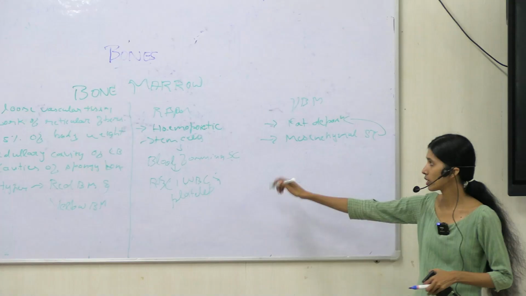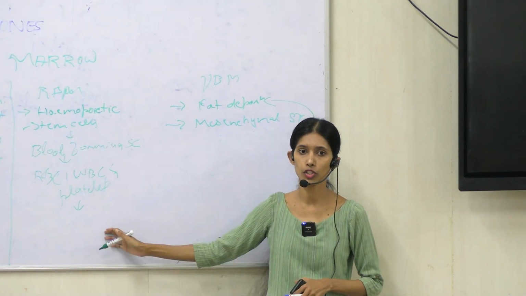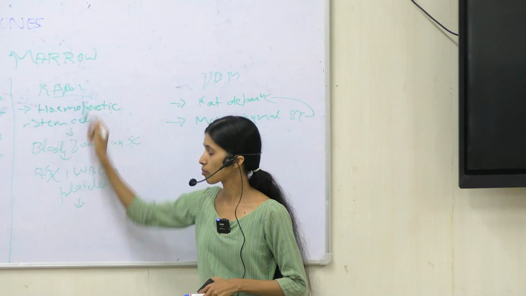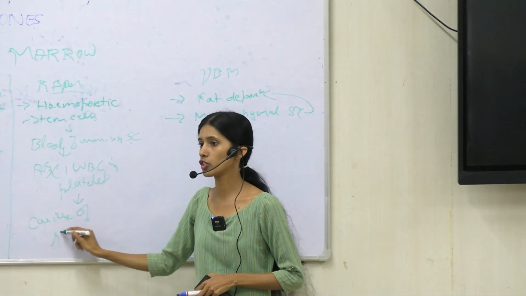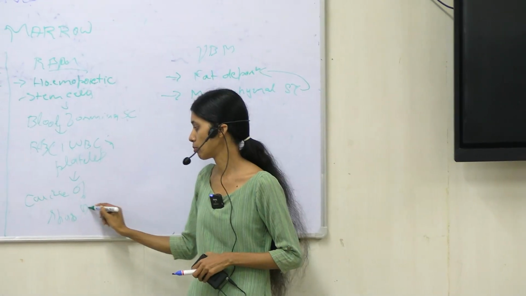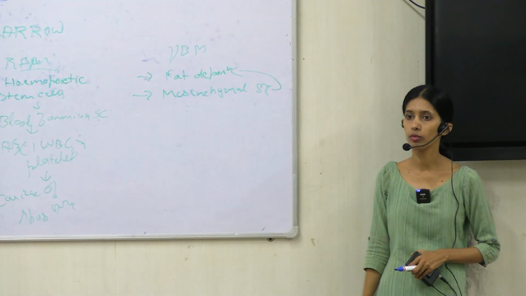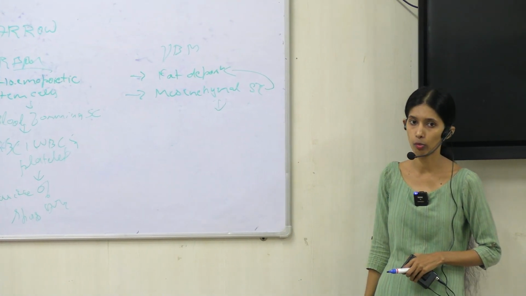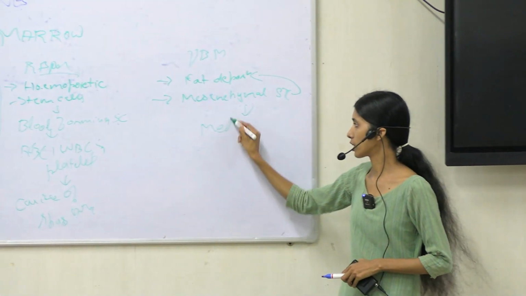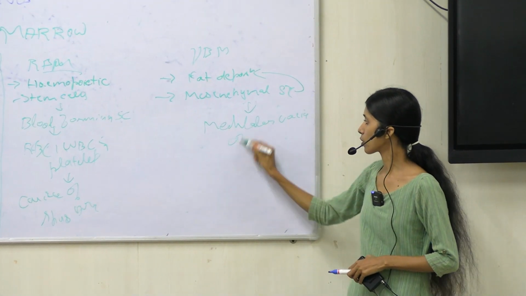Okay, red bone marrow can be majorly seen in the cavities of spongy bone. Whereas your yellow bone marrow is present in the medullary cavity of long bones.